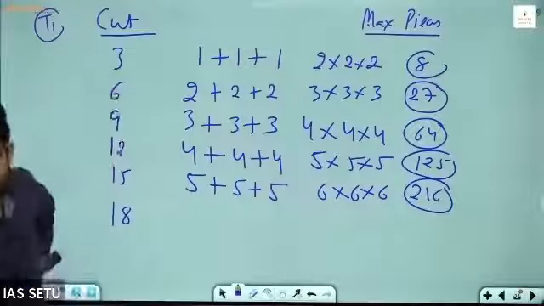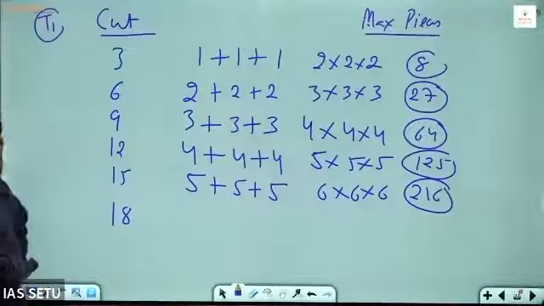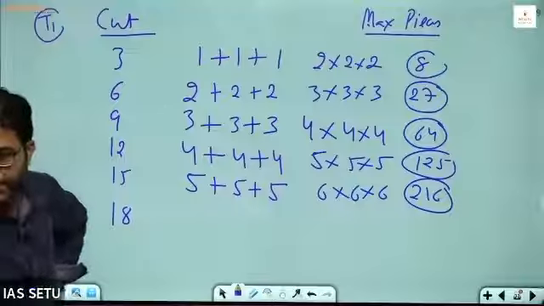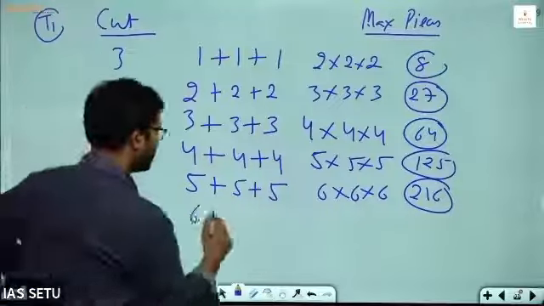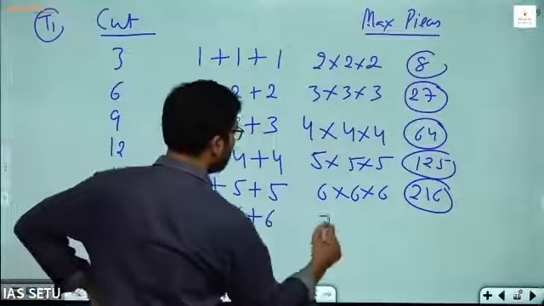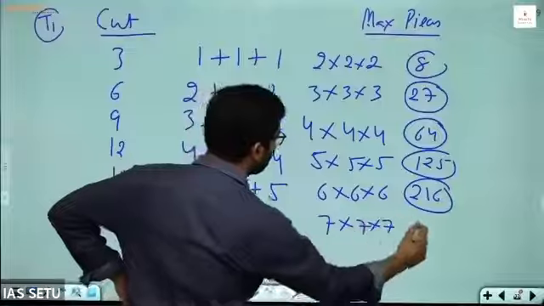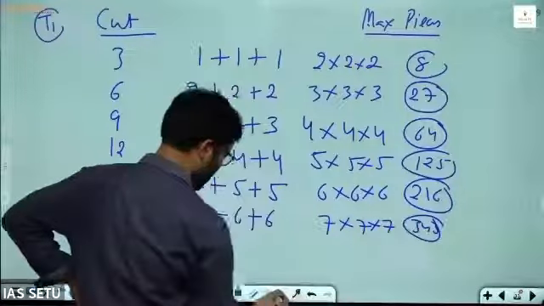18 cuts. What is your answer? What is the distribution and what is the maximum number of pieces? 6 cuts on X, 6 cuts on Y, 6 cuts on Z. 7 into 7 into 7, 343.